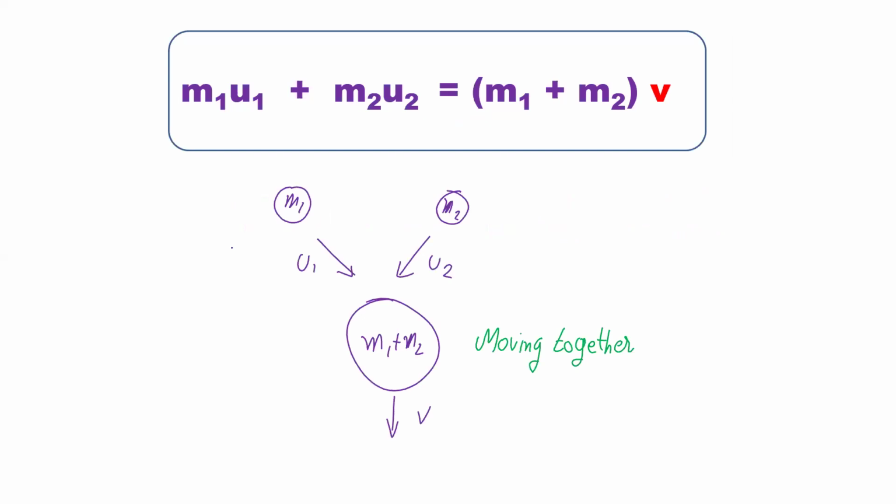Now look at the formula. M1U1 plus M2U2 is equal to M1 plus M2 into V. They merge and together they are moving. You have to copy this.